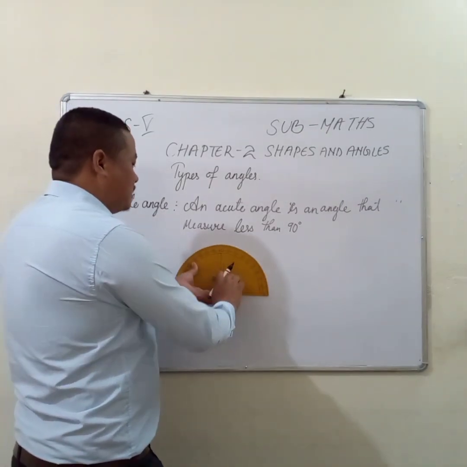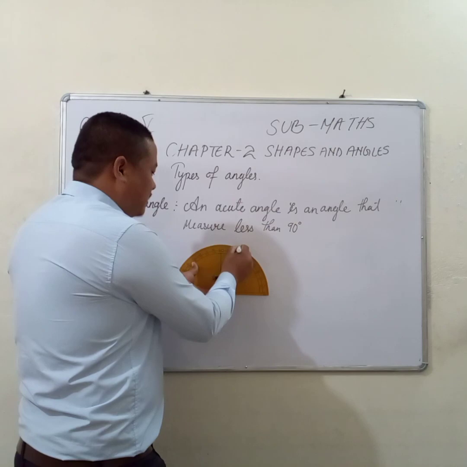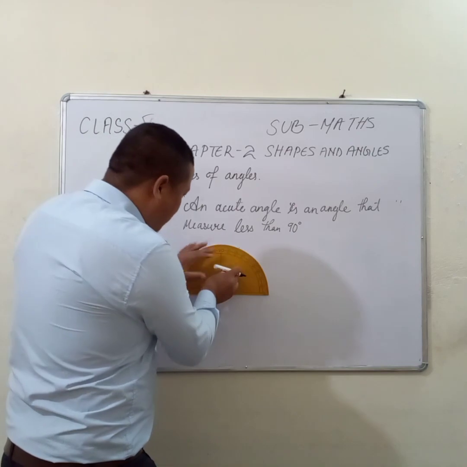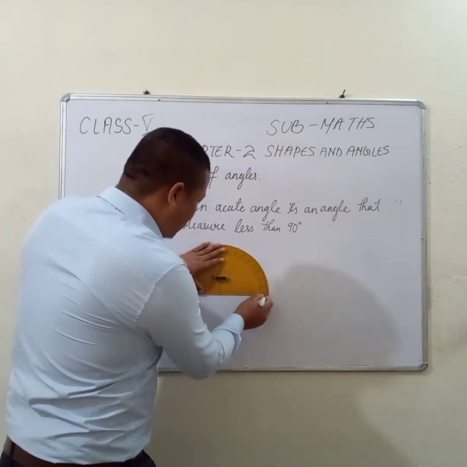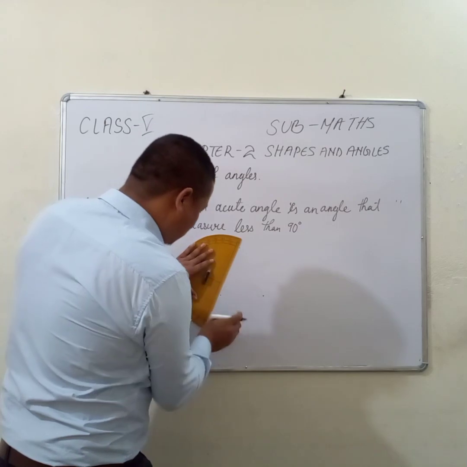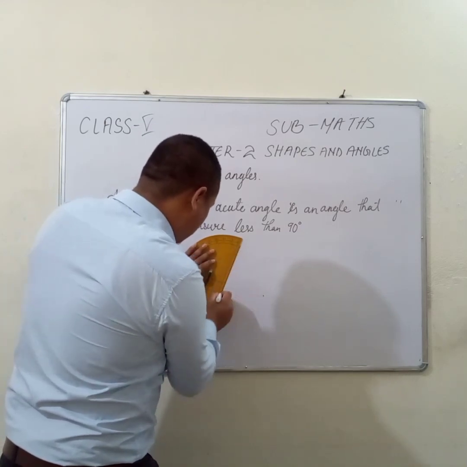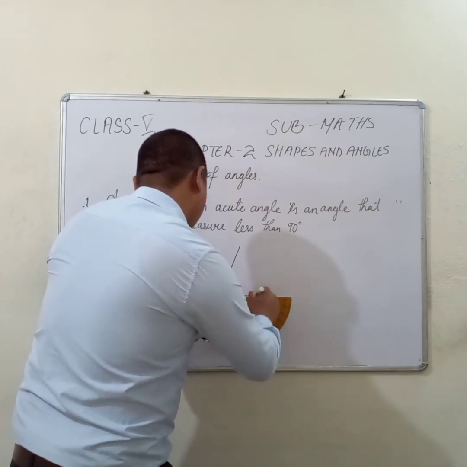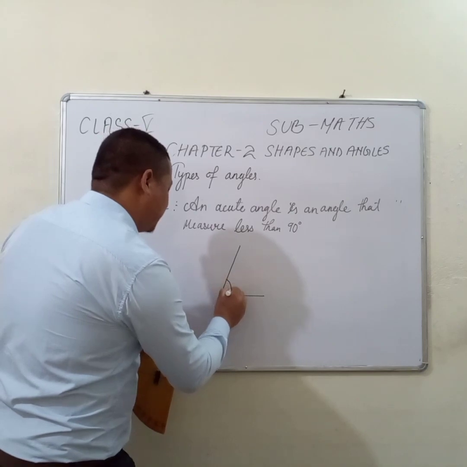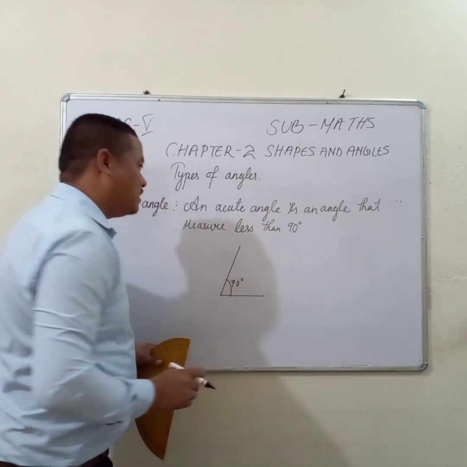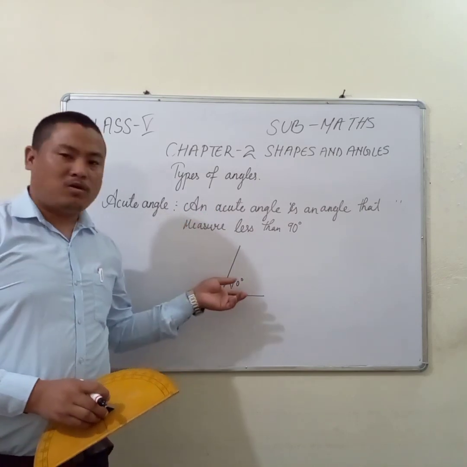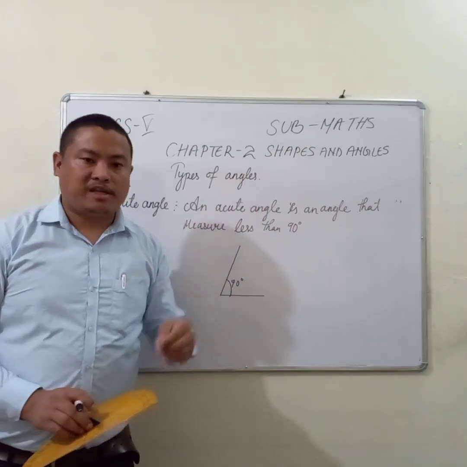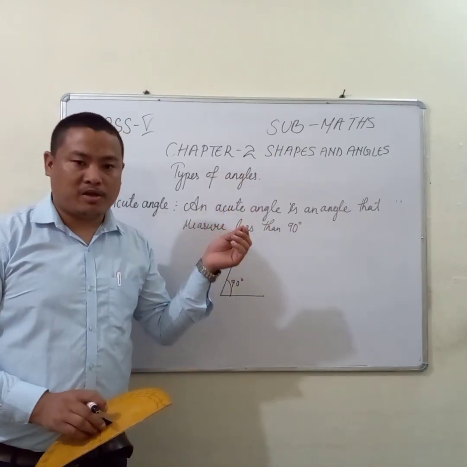Let me draw an acute angle measure 70 degree. Now I will make a dot exactly on 70 and one dot in center and one more dot here. Now join these dots. This is an angle of 70 degree, which is called acute angle. Not only 70 degree, okay? Don't be confused. Any angle which is less than 90 degree we'll call an acute angle.